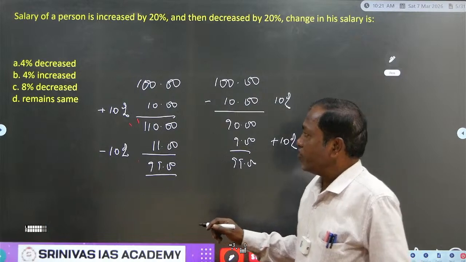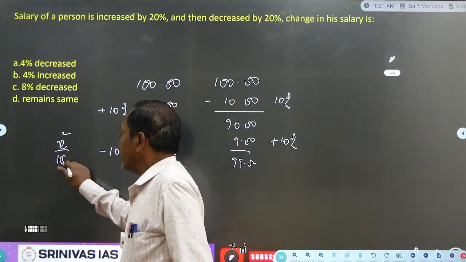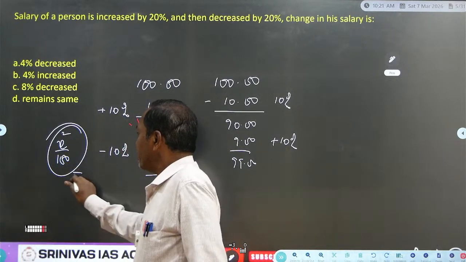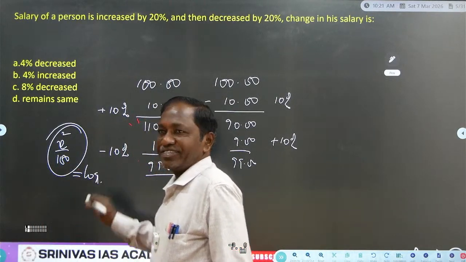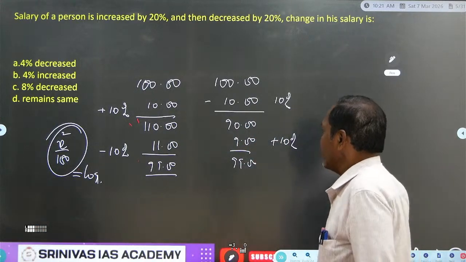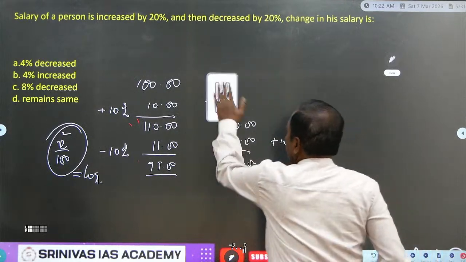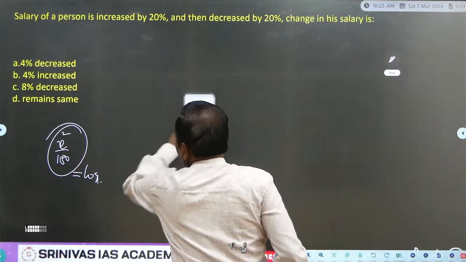So what is this formula? X square by 100. X square by 100 is always loss. Okay. Yes. Now we'll solve the question now.